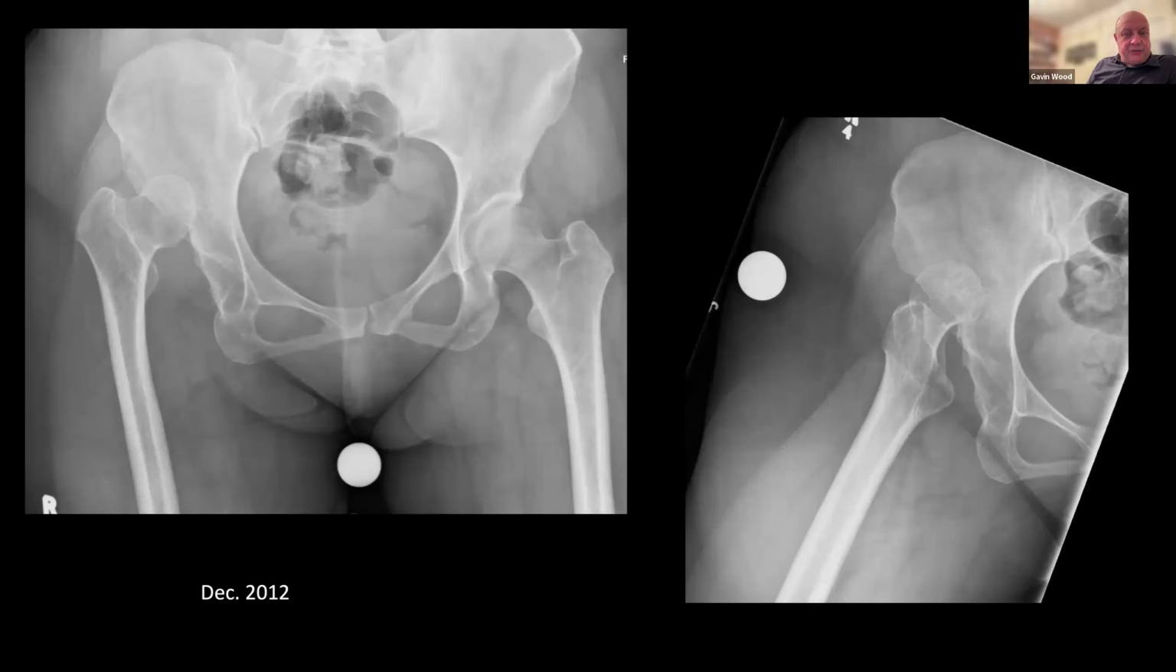And then the other bonus of using a posterior approach is that it's easy to follow the ilium down the posterior column and all the way down towards the ischium and actually find the true acetabulum and the acetabular floor. So it's also very helpful doing it through a posterior approach.